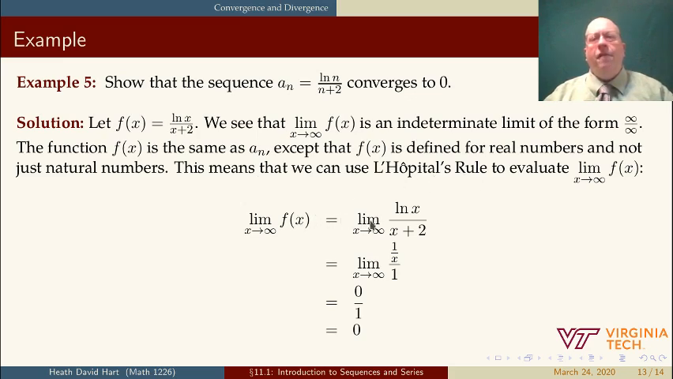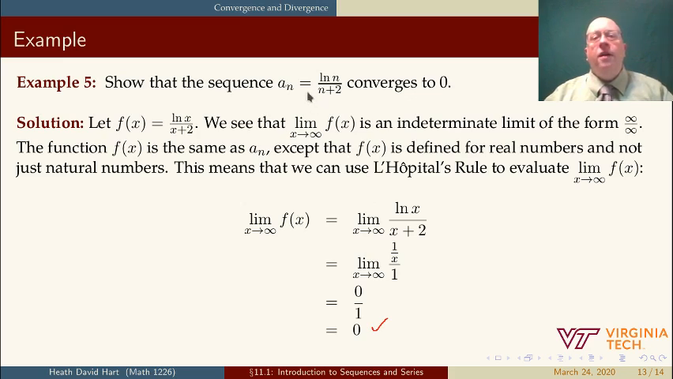The limit of f of x is the limit of natural log of x over x plus 2. Take the derivative of the numerator, I get 1 over x. Take the derivative of x plus 2, I get 1. This limit approaches 0 over 1, which is equal to 0.